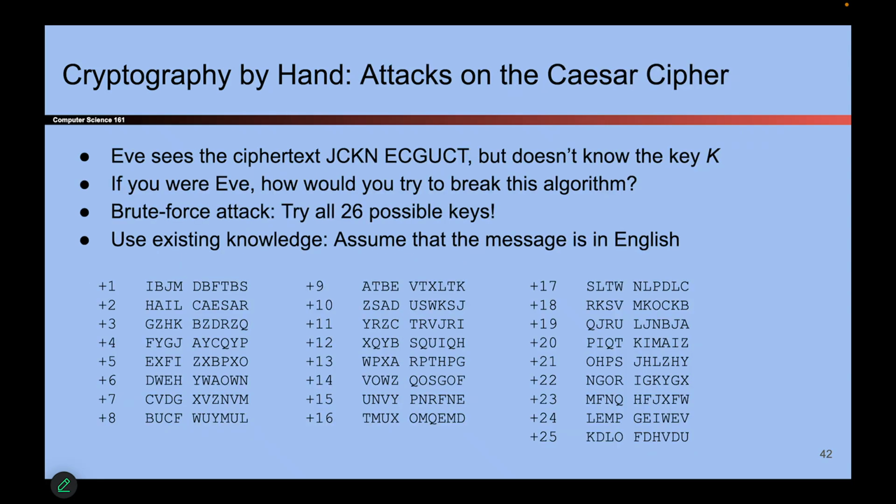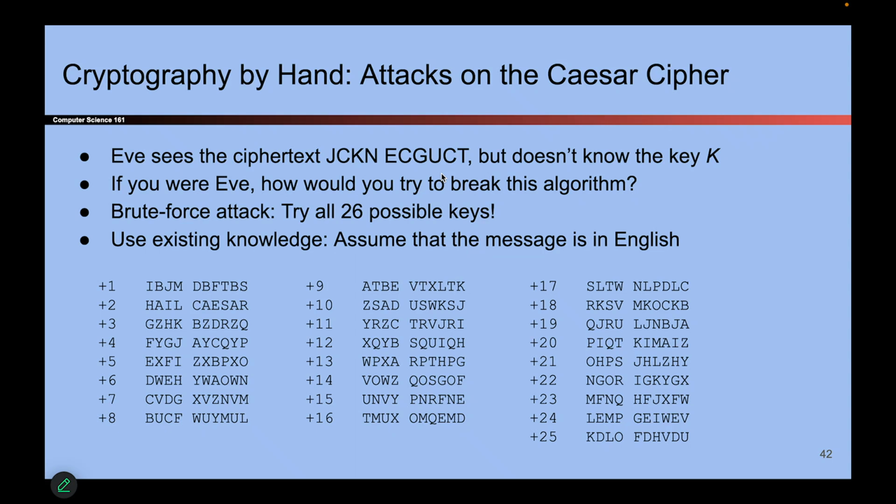So how do you break it? Well, let's say Eve is an attacker, and she sees this ciphertext. I don't know what that says. I don't know what the key is. Eve doesn't know if the key was 0 or 5 or 25. So when she sees this, she doesn't know how to decrypt it. That's the goal of cryptography. We don't want Eve to be able to read what this message says.